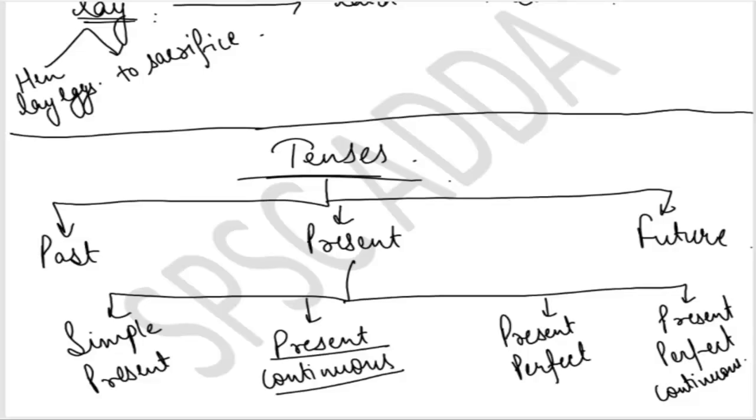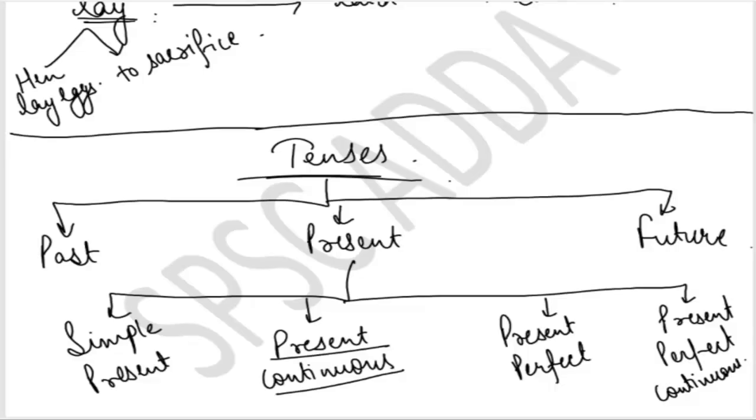Name is same of all the 4 parts in all the 3 tenses. In past tense also there is simple, continuous, perfect, and perfect continuous. In present also there is simple, continuous, perfect, and perfect continuous. And in future also there is simple, continuous, perfect, and perfect continuous. Only in past you need to add simple past, past continuous, past perfect, and past perfect continuous. In present you need to add simple present, present continuous, present perfect, and present perfect continuous.